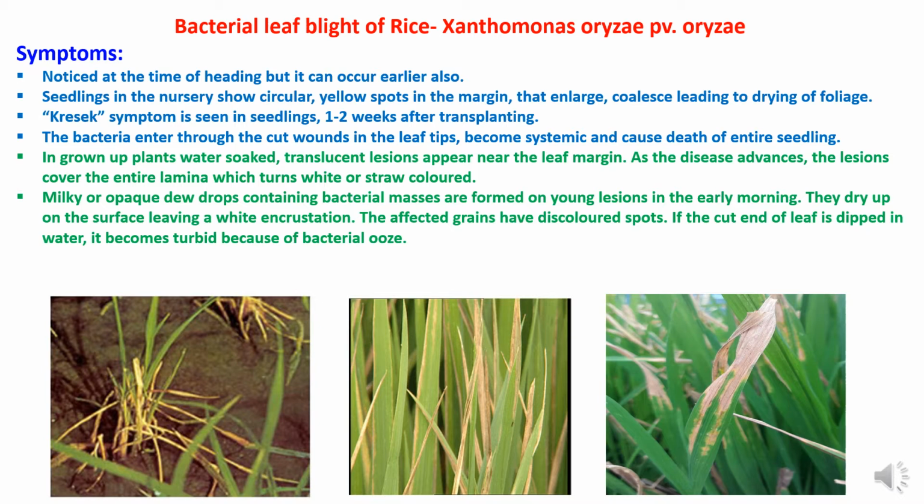The bacteria enter through the cut wounds in the leaf tips, becoming systemic and causing death of the entire seedling. In the grown-up plants, water-soaked translucent lesions appear near the leaf margin. The lesions enlarge both in length and width with a wavy margin and turn yellow within a few days, covering the entire leaf. As the disease advances, the lesions cover the entire lamina, which turns white or straw-colored.